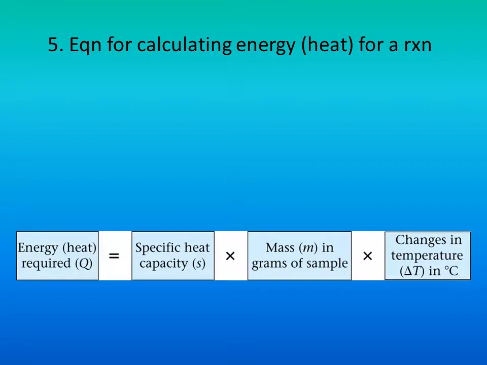So this is from your book. I'm not sure if you need to write it down, but we're going to talk about it. It's the energy or the heat required: Q is equal to the specific heat capacity times the mass in grams of sample times the change in temperature. So here is Ms. Rueckert's version that you might want to put in your note card. Q is equal to mc delta T. So Q is the energy or the heat required, M is mass, C is specific heat, and delta T is a change in temperature.